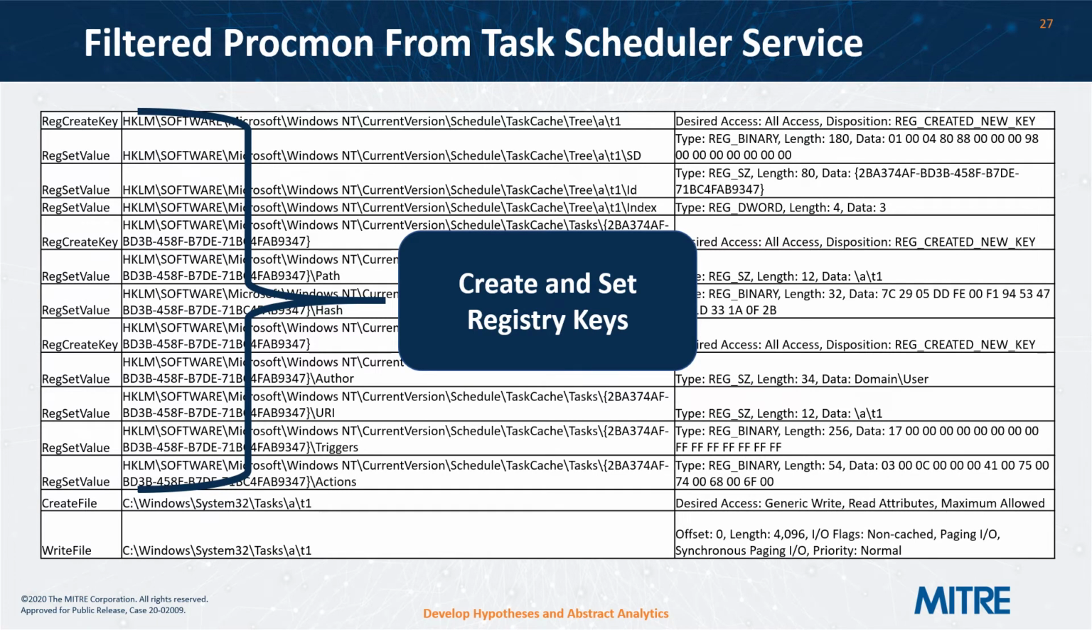We can see here that there are many registry actions being taken to create and set keys associated with the new task. This info gives us the names of the registry keys being used. We can keep that in mind in case we decide to collect registry events and need to filter them down to conserve bandwidth or storage resources.